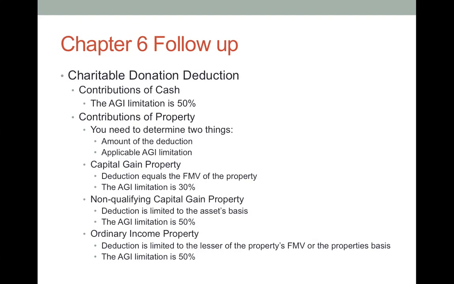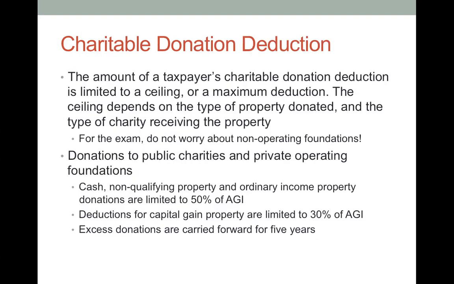Okay, so you don't lose the benefit, you carry it forward, and hopefully you can deduct it in the next couple of years. But that's what those AGI limitations mean. It sets a maximum amount that a taxpayer can deduct, and the limitation is based on the type of property that's being donated. So the amount that the taxpayer can deduct is limited to a ceiling, and the ceiling depends on the type of property. It also depends on the type of charity receiving the property.